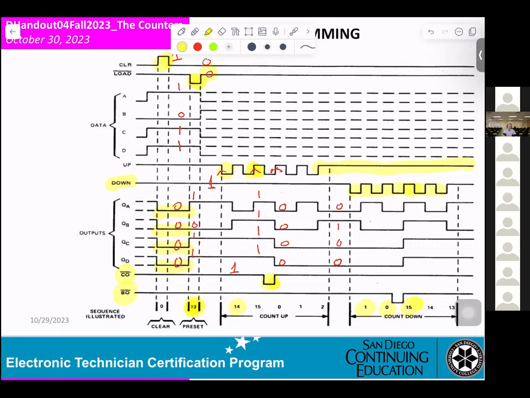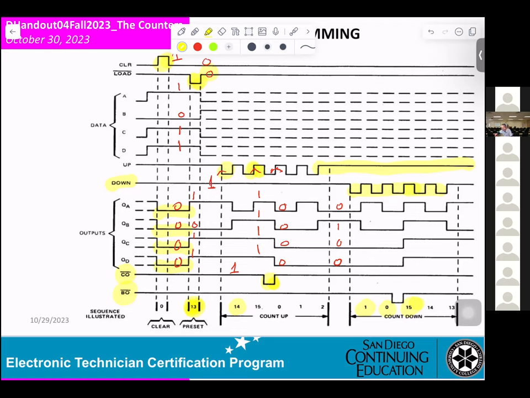Then hour will count 1. So basically, they need the carry out connected to the minute circuitry. When it goes low, the minute will count 1. Also, the minute circuitry does the same. If it counts up to 60 minutes, it goes low, so the hour now counts 1.